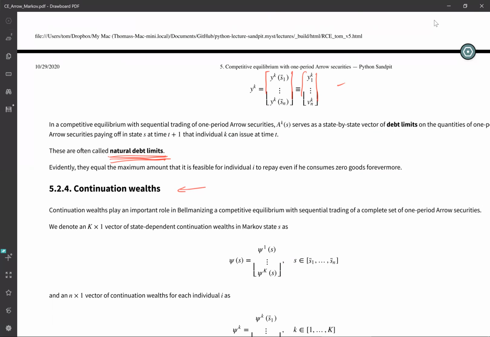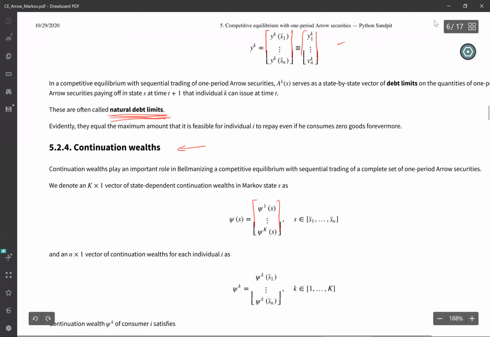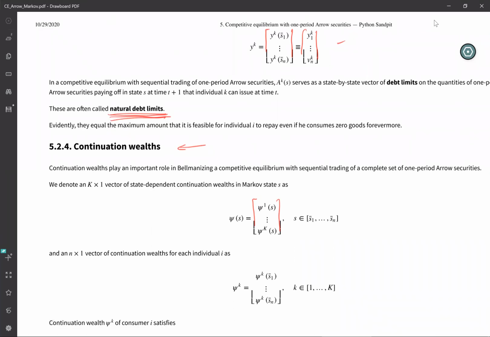Well, that's going to be just as easy to compute using our insights from asset pricing theory. I'll call those continuation wealth. We could think of it as a set of vectors that look like this. This is a vector of continuation wealths in state S.